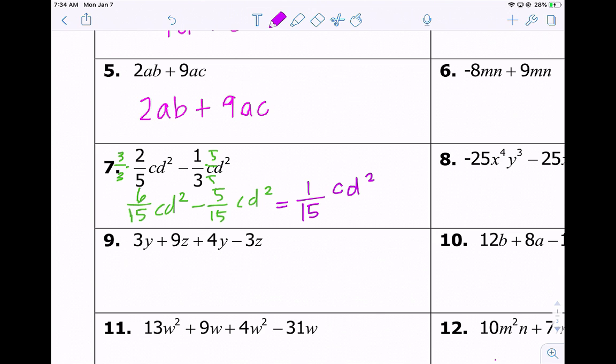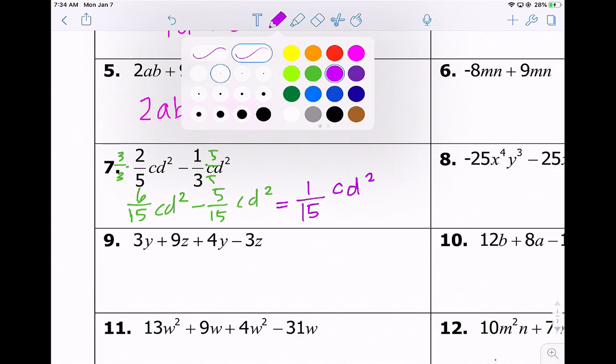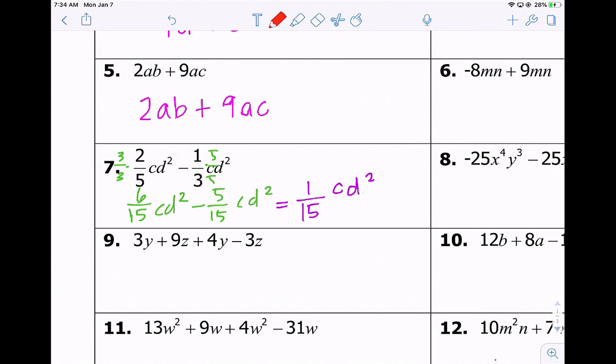Number 9, we have 3y plus 9z plus 4y minus 3z. So this is more like what we saw in the first semester where we had like terms. So we have a 3y and a 4y. Those can go together. We have a positive 9z and a negative 3z. Those can go together also. I should have underlined this plus with the 4y. So remember to take the sign that's right in front of it.